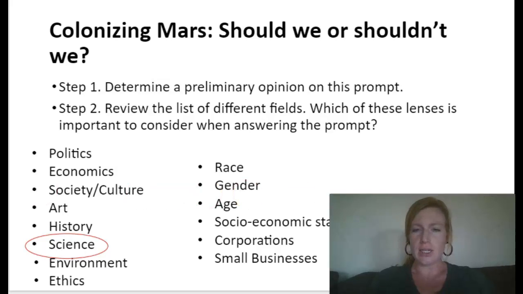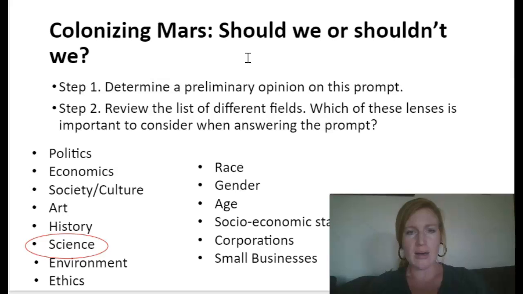So let's take a look at just a simple prompt. Here's the prompt: colonizing Mars. Should we or shouldn't we? Step one, when we look at this prompt, and this is in your note catcher, so please make sure you're getting this down, is to determine a preliminary opinion on the prompt. So immediately, what is your reaction to this? Should we actually go and colonize Mars or should we not? And you should have some reasoning for that. You shouldn't just say, yes, because I said so. You should have some reasoning there.